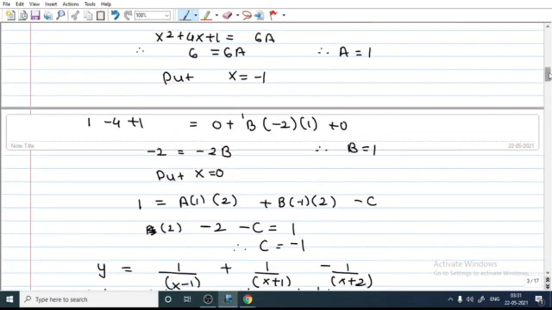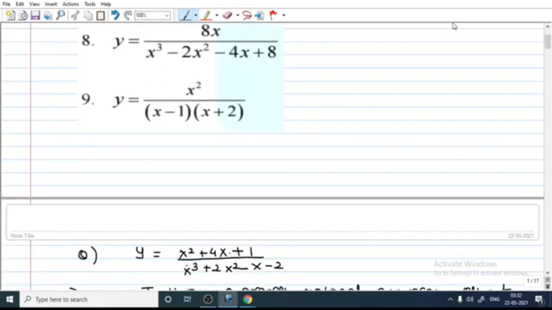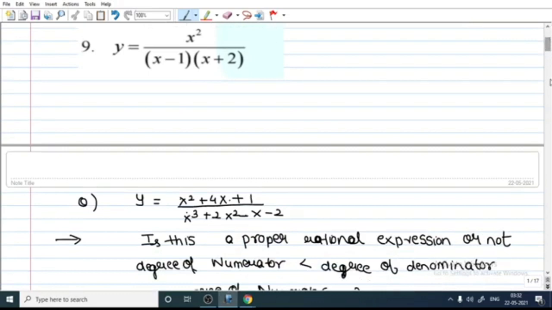Now let's move on to the next question, which is given as: if y equals 8x the whole upon x cube minus 2x square minus 4x plus 8. Since a cubic equation is given, you can directly make out that it is a proper rational expression, so we have to express x cube minus 2x square minus 4x plus 8 in the format of x minus x1 into x minus x2 into x minus x3, which they have indirectly given us in such a format that it would be expressible this way. So let's simplify and try to get the answer.